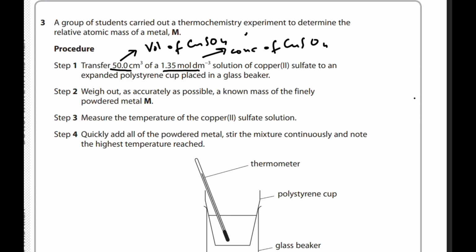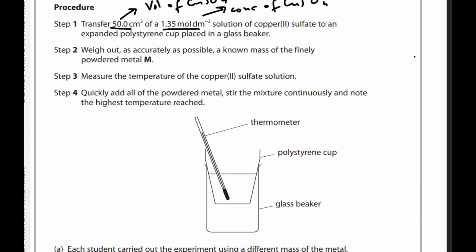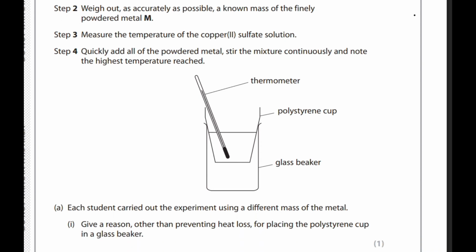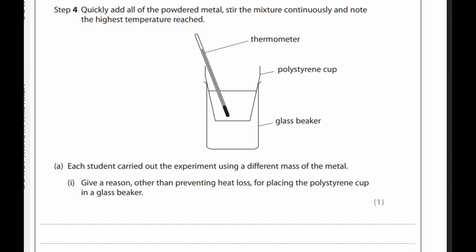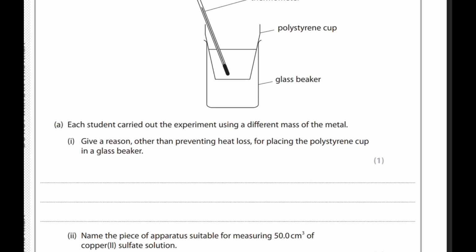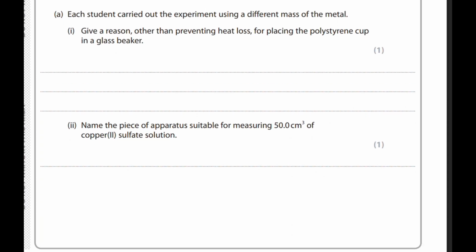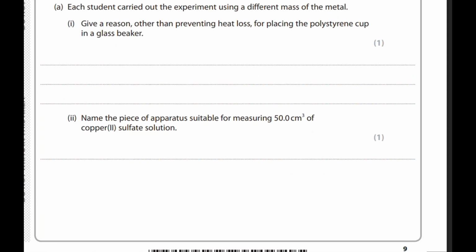Then weigh out as accurately as possible an unknown mass of the finely powdered metal M. So you don't know what metal M is. Measure the temperature of the copper sulfate solution. Quickly add all the powdered metal, stir the mixture continuously, and note the highest temperature reached. Each student carried out the experiment using a different mass of metal. Give a reason other than preventing heat loss for placing the polystyrene cup in a glass beaker.